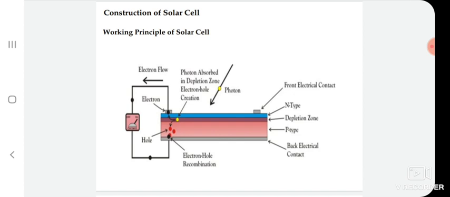A very thin layer of p-type semiconductor is grown on a relatively thick n-type semiconductor. We then apply a few finer electrodes on the top of the p-type semiconductor layer. These electrodes do not obstruct light from reaching the thin p-type layer.